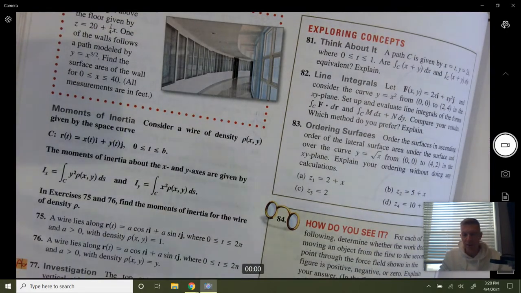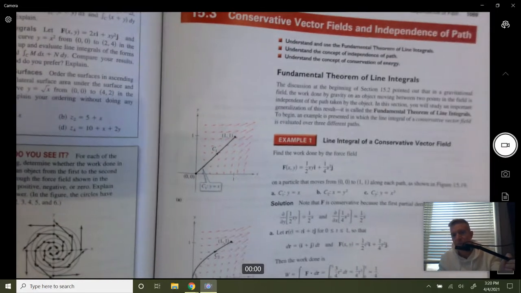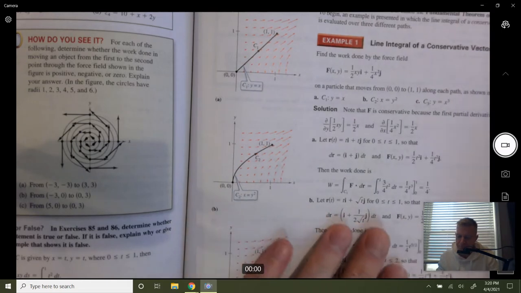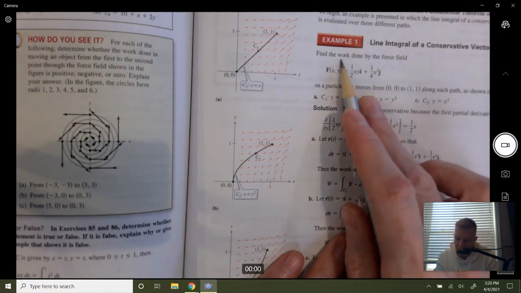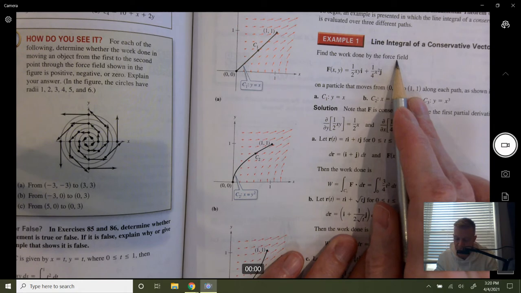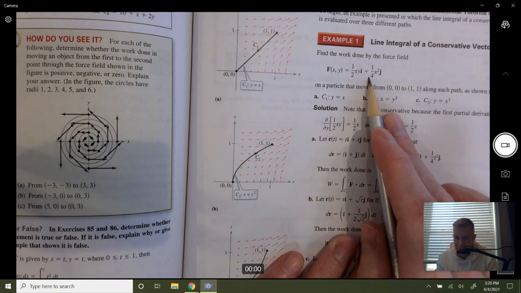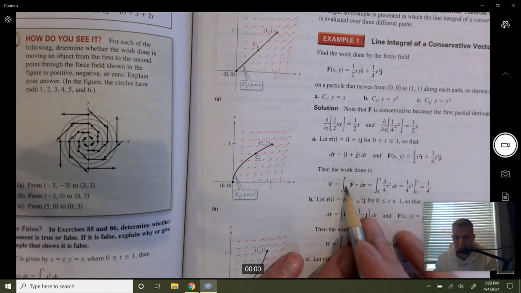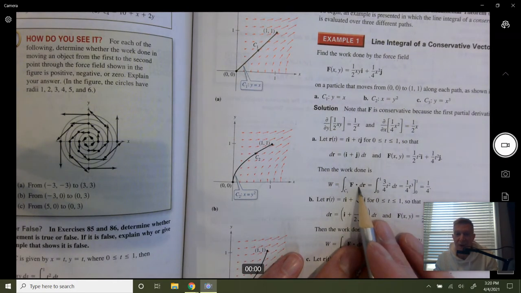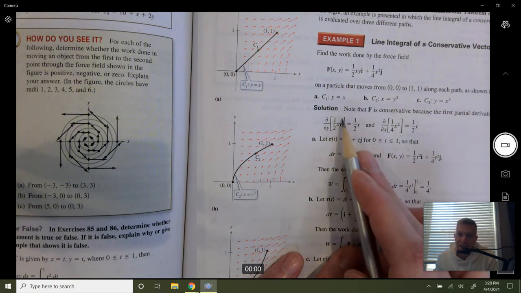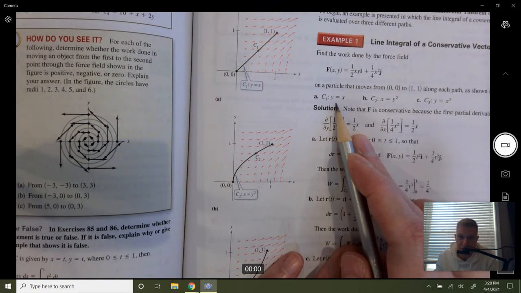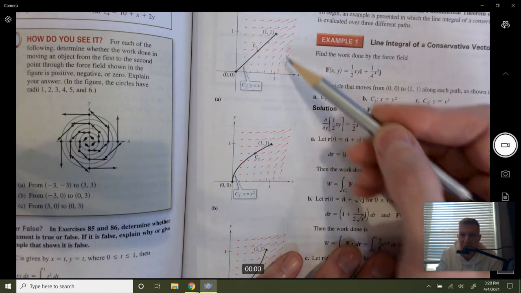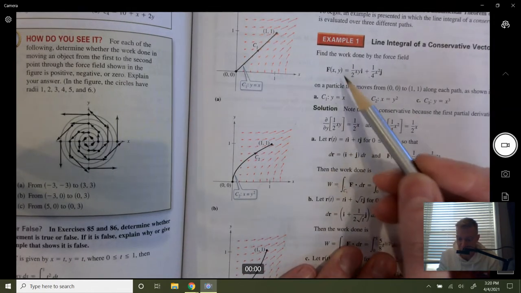Okay, so let's look at the beginning of this section, 15.3. So what they do is they show three different paths in example 1. So you've got this, find the work done by the force field defined as this. Okay, again, what you're going to do is the integral of work, which is the integral of F dot dr along a particular path. Now, in part A, you're going along the simple line y equals x from point 0, 0 to 1, 1. Notice these are all the same vector fields, okay, represented by this.